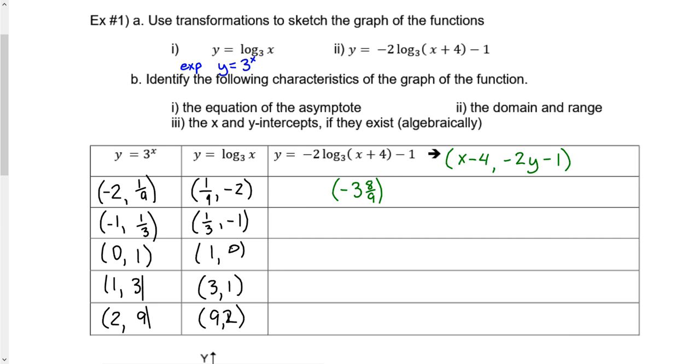Oh, sorry, erase that. Yes, I'm going with the hard numbers first. 1/3 subtract 4 would be -3 and 2/3. 1 subtract 4 is -3. 3 subtract 4 is -1. And 9 subtract 4 is 5.